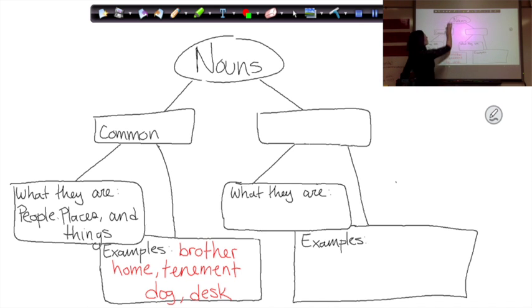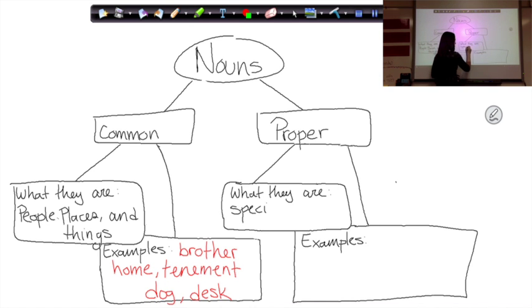Now there's another type of noun, and we talked about that a little bit in some of our classes. That is a proper noun. What is a proper noun? It didn't change. Still people, places, and things, but it's specific this time. Specific people, places, and things.